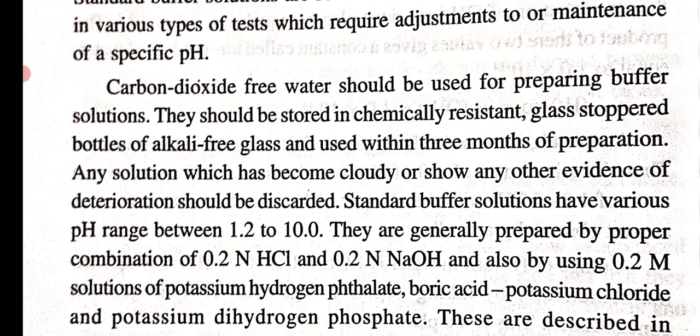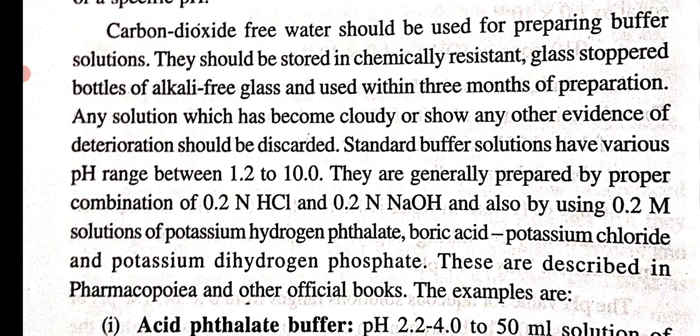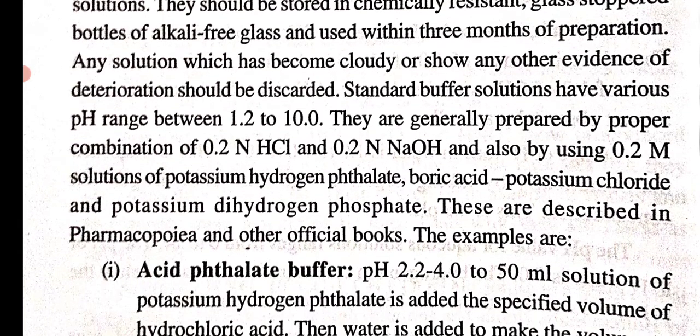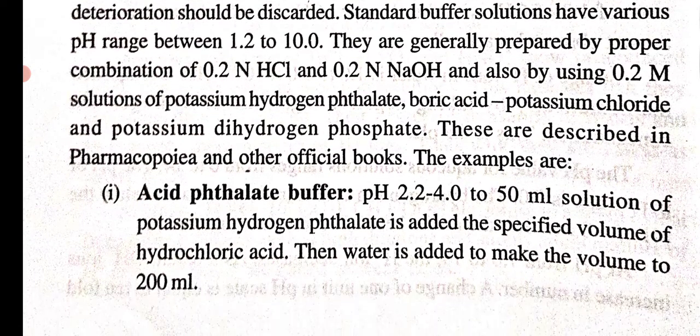Standard buffer solutions have various pH ranges between 1.2 to 10. They are generally prepared by proper combination of 0.2 normal HCl and 0.2 normal sodium hydroxide, and also by using 0.2 molar solutions of potassium hydrogen phthalate, boric acid, potassium chloride, and potassium dihydrogen phosphate. These are described in pharmacopoeia and other official books.